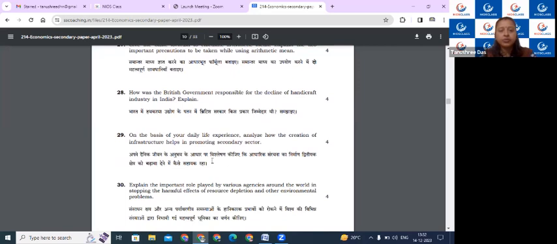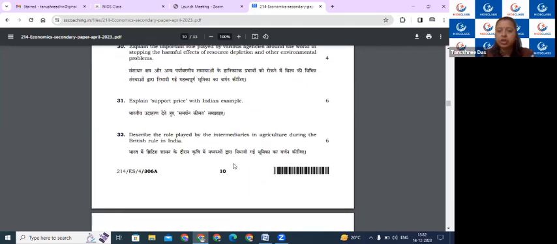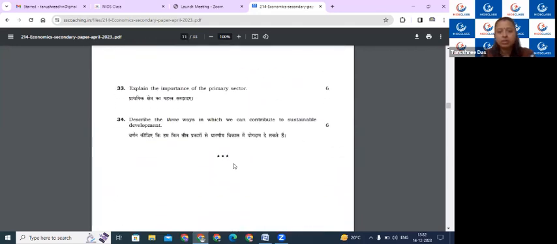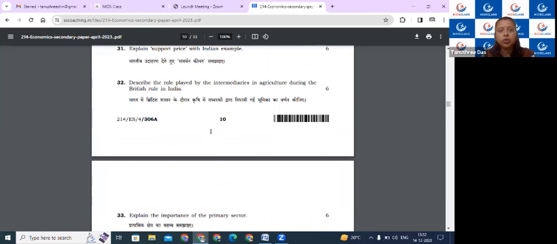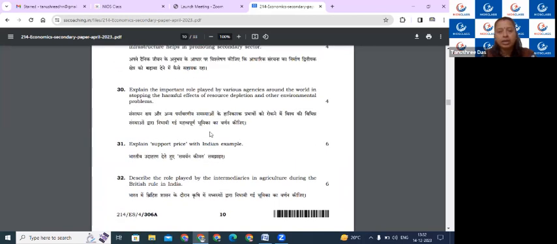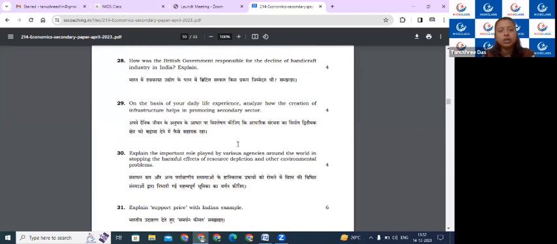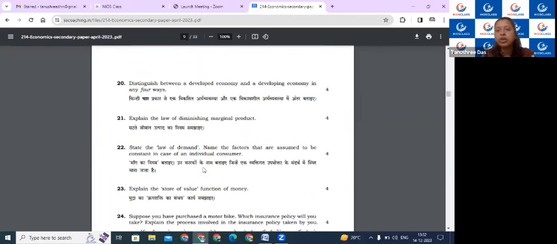Then, on the basis of your daily life experience, analyze how the creation of infrastructure helps in promoting development. How many questions do we have? Okay. Describe three ways in which we can contribute to sustainable development. Importance of the primary sector, role played by intermediaries in agriculture during British rule, and support price with an Indian example, and the important role played by various agencies around the world in stopping harmful effects of resource depletion and other environmental problems. All these things. Tomorrow we are going to start with this.